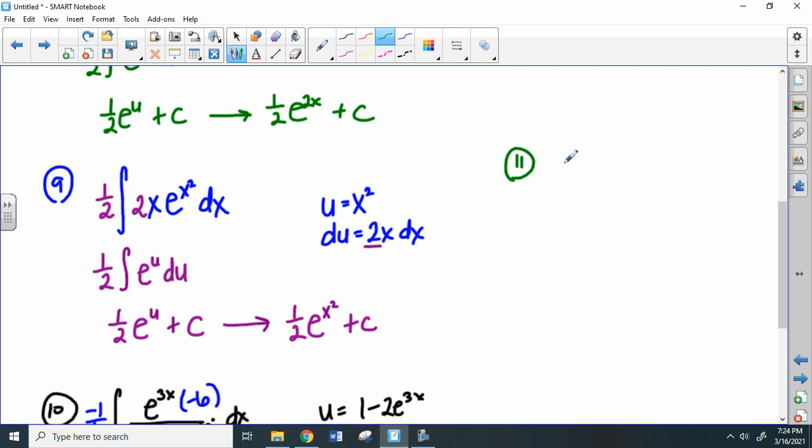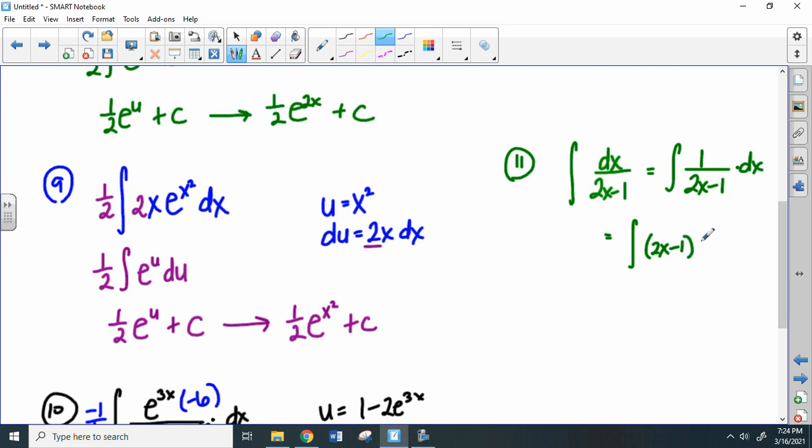Okay, so let's look at the integral of dx over 2x minus 1. So that's a little bit different. Well, you do need to keep in mind that that is the same thing as 1 over 2x minus 1 times dx. So maybe that kind of jumps out at you. Or perhaps you want to think of it as 2x minus 1 to the negative 1 times dx.